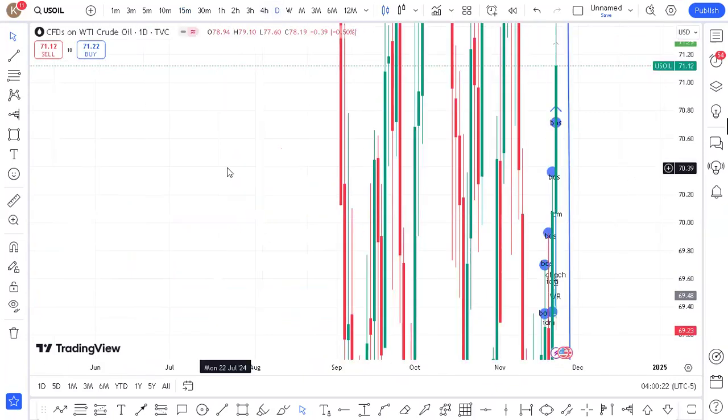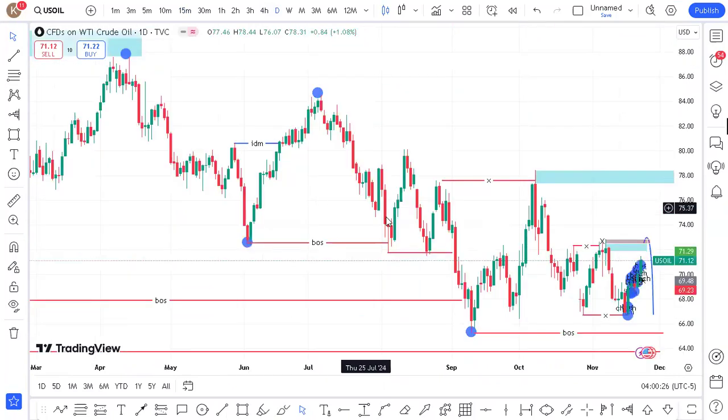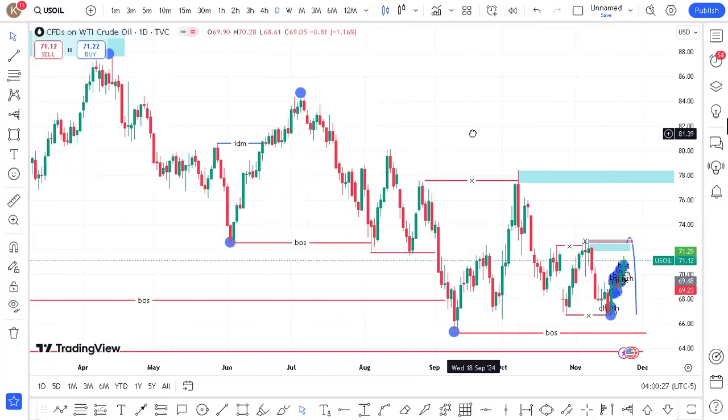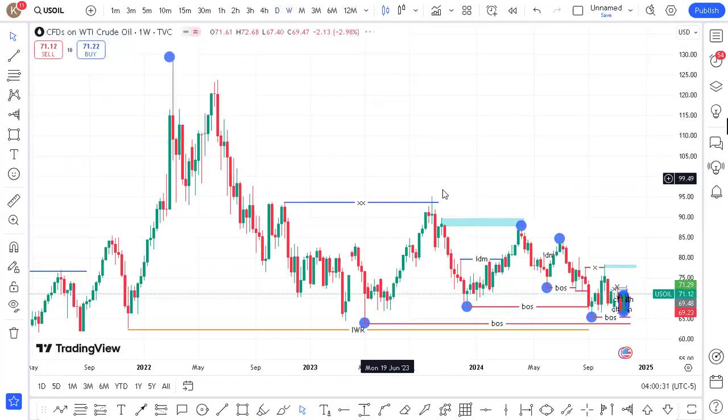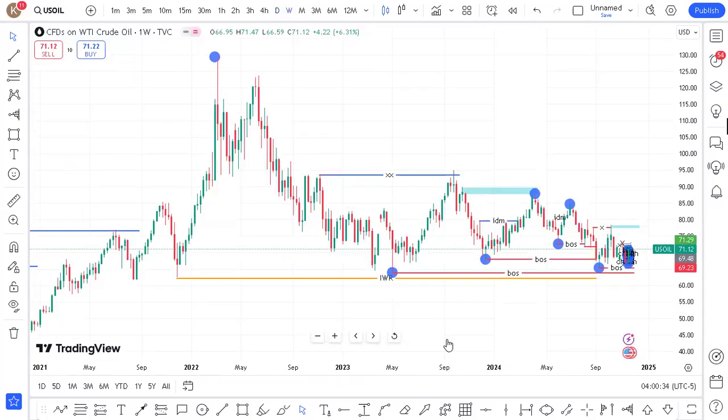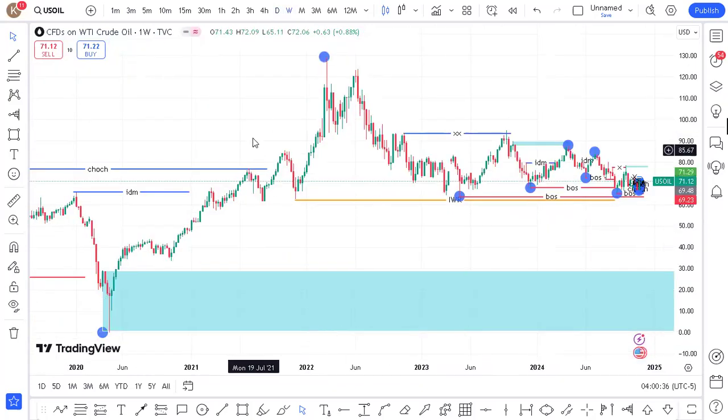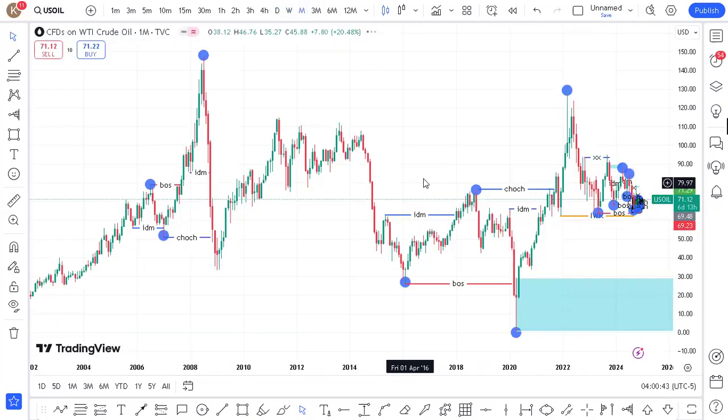Now, this is the daily time frame. As you can see, I was trading the crude oil actually on a bigger time frame, which is the weekly and the monthly. This is a weekly time frame. I'm waiting for crude oil to do what? Let me go to a monthly time frame.